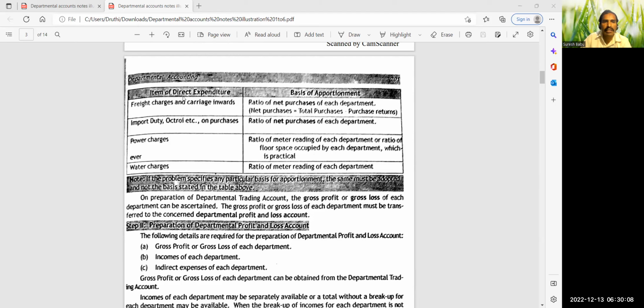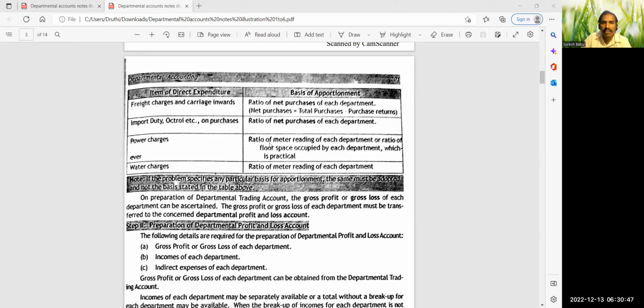For example, what item of direct expenditure, and the basis of apportionment. You check it. I have already sent you these notes. Please read them once again. Freight charges and carriage charges are to be apportioned in the ratio of net purchases of each department. Then import duty on purchases is to be apportioned in the ratio of net purchases of each department. Same here also, ratio of net purchases of each department.